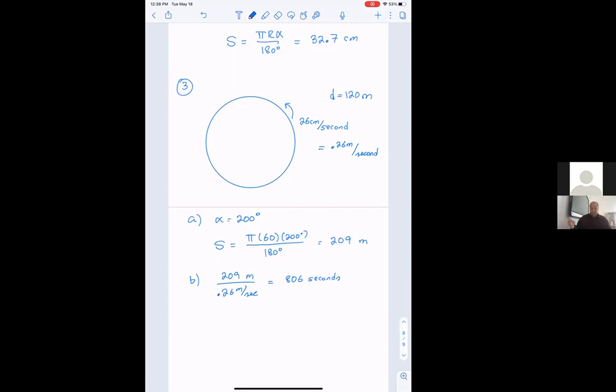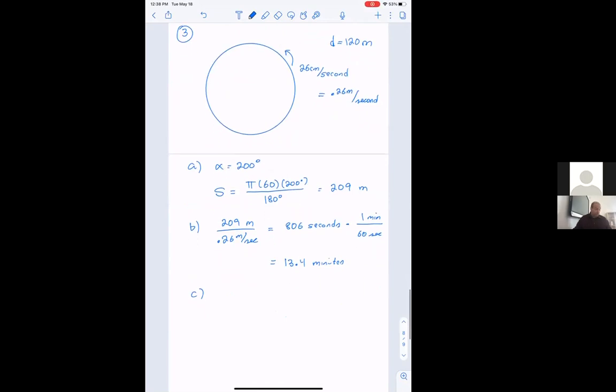But they want the time in minutes. So let's do a conversion. We know 60 seconds is 1 minute. So if I divide this by 60, I get 13.4 minutes to make a rotation of 200 degrees. And then finally, part C, the time to the nearest whole minute that it would take for a passenger capsule to make a full revolution. So we don't got to start all over again. We can do a ratio.